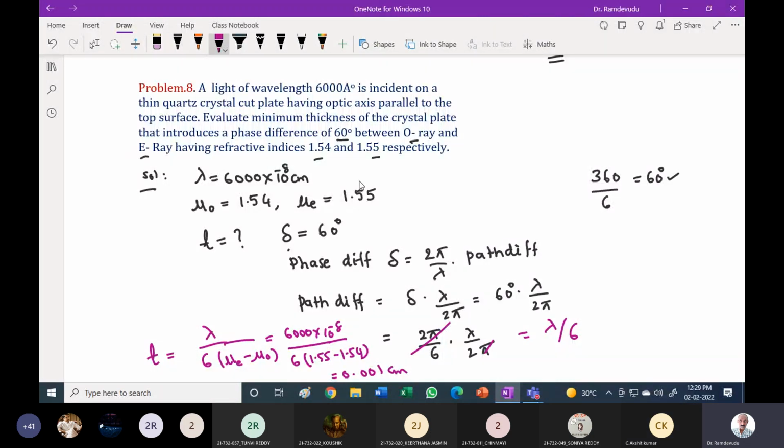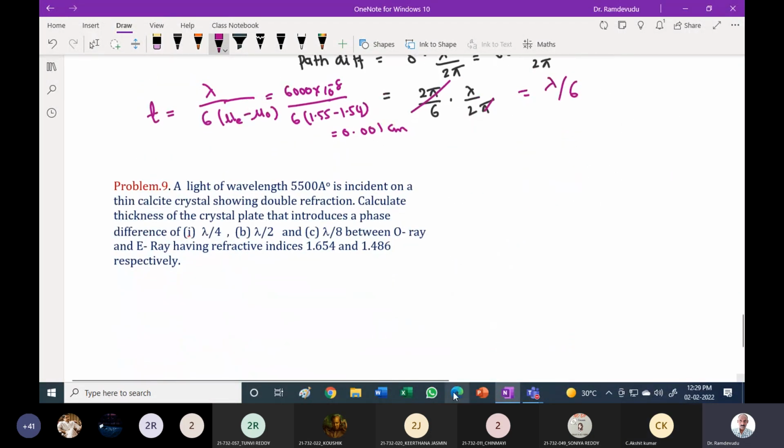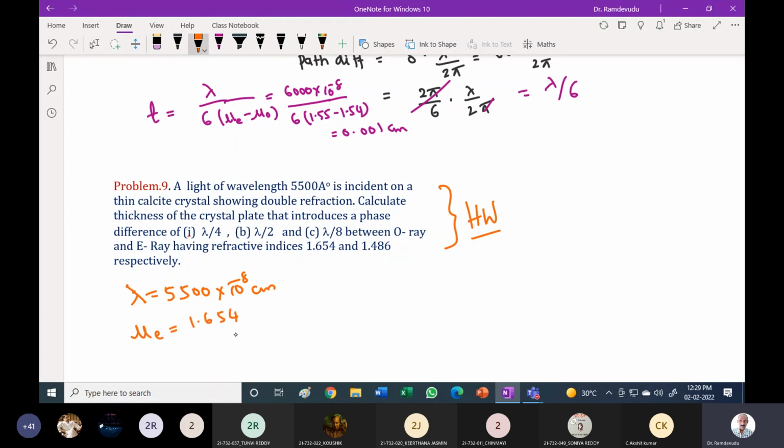So we'll go for the next problem as homework. You have to do it by yourself. What is the problem they have given? Lambda they have given, as usual, as 550 into 10 to the power minus 8 centimeters. And O ray, E ray refractive indexes they have given. Mu O is equal to 1.654, and mu E they have given as 1.486.